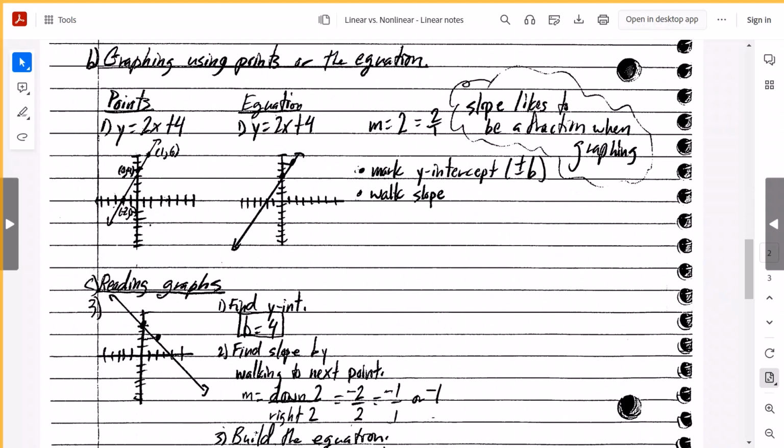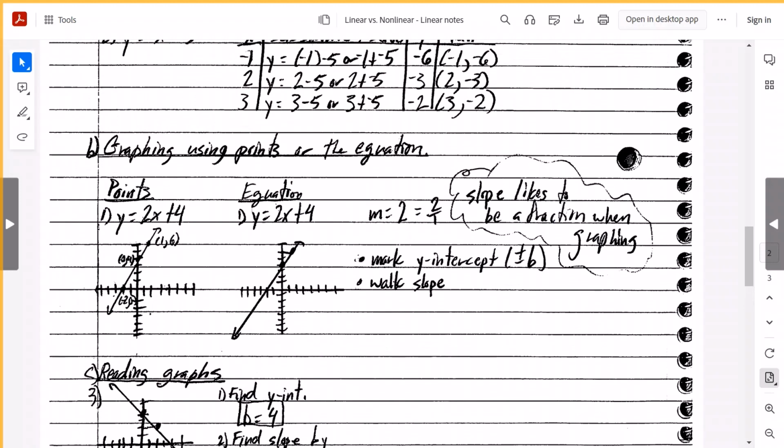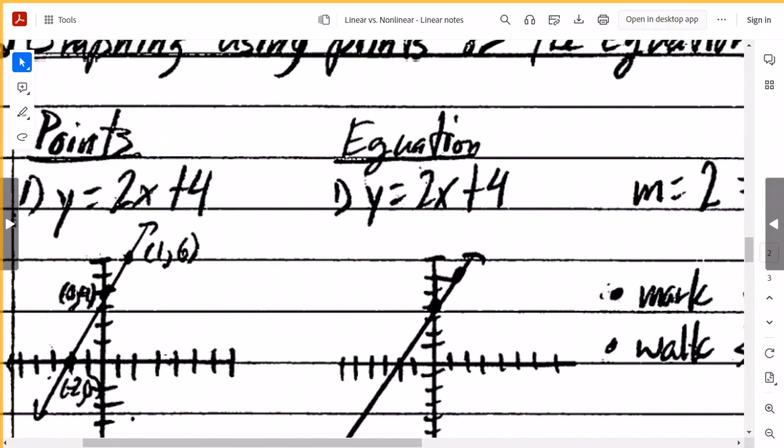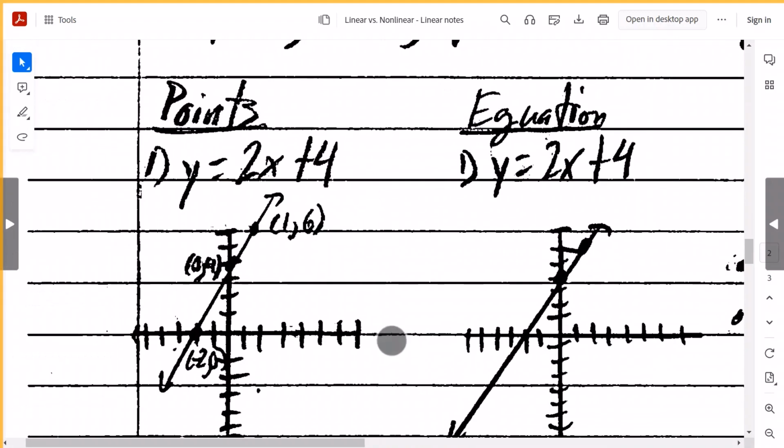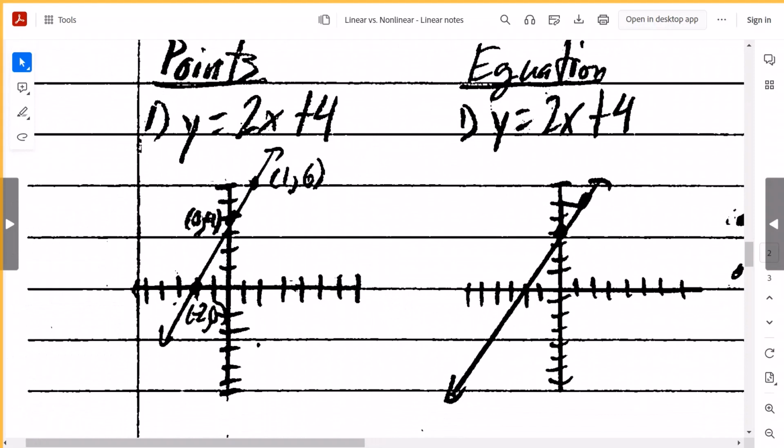Graphing using points or the equation. So, going back to that table that we just had, okay, we had 3 points off of that table. I apologize, this didn't really come through that well. But we had negative 2, 0, 0, 4, and 1, 6. So you mark them on your coordinate plane. And then line it up, draw a line, and it's straight as an arrow, right? Okay, that's if you use the points.